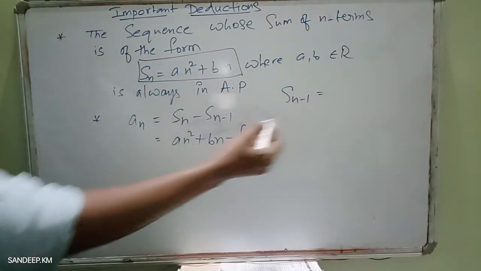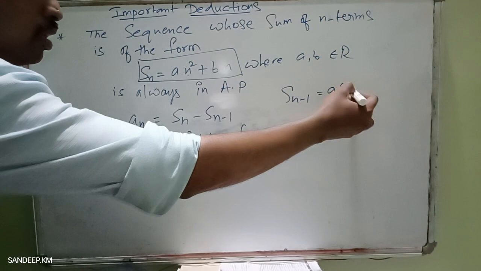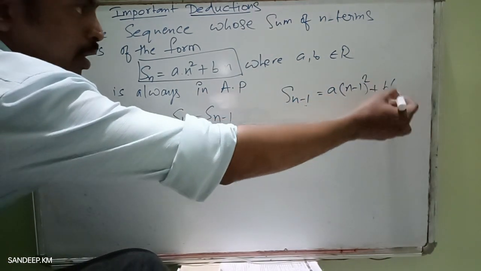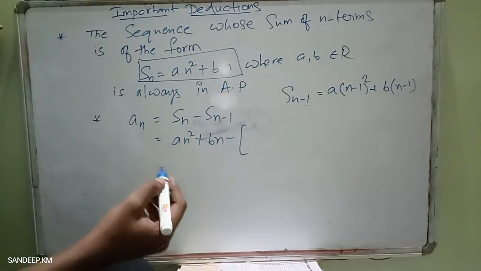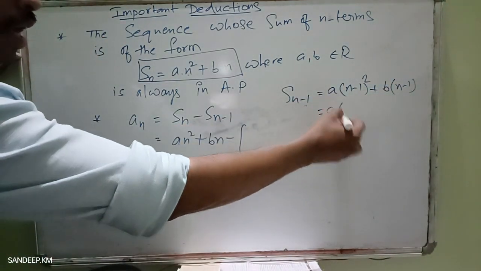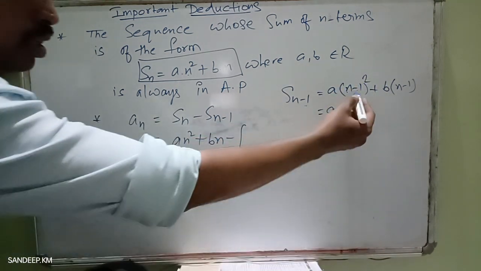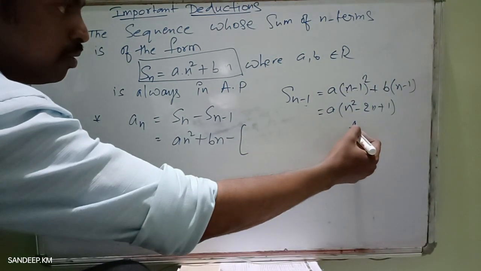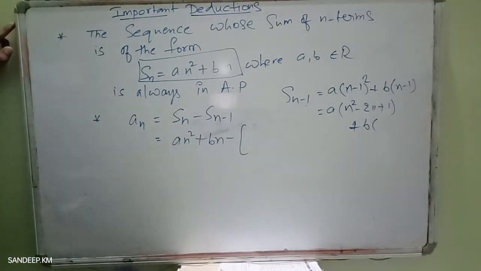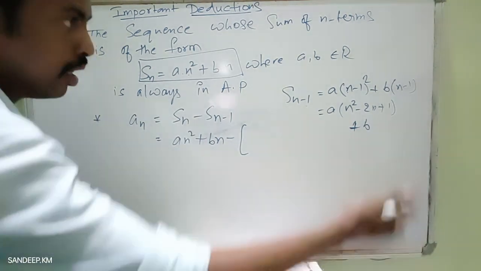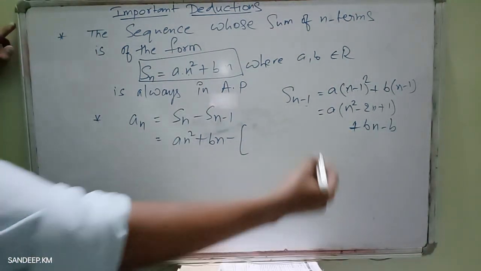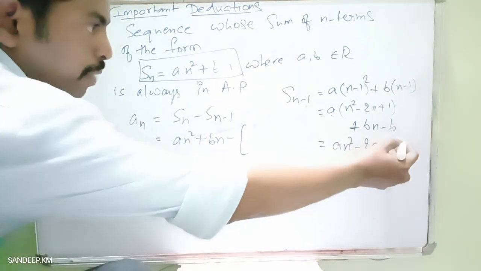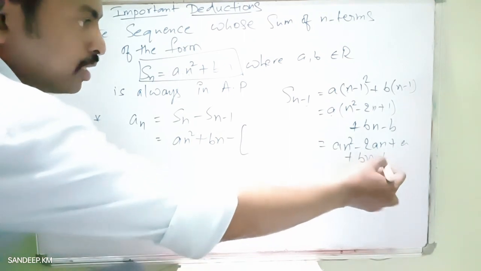Sn minus 1 means a into n minus 1 whole square plus b into the number of terms n minus 1. If I expand it, what do we get? A into, using the a minus b whole square expansion, n square minus 2n plus 1, plus b into n minus 1 is bn minus b, right? That is nothing but an square minus 2an plus a plus bn minus b.